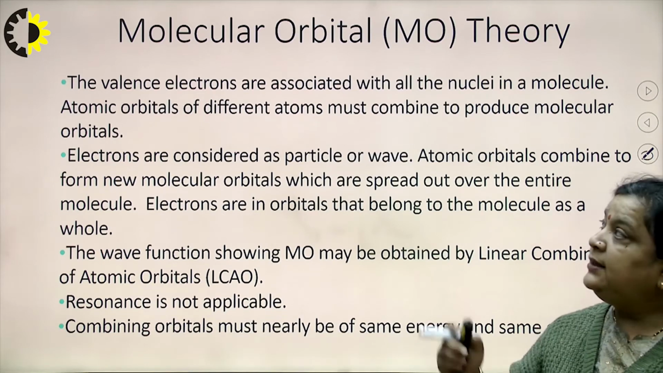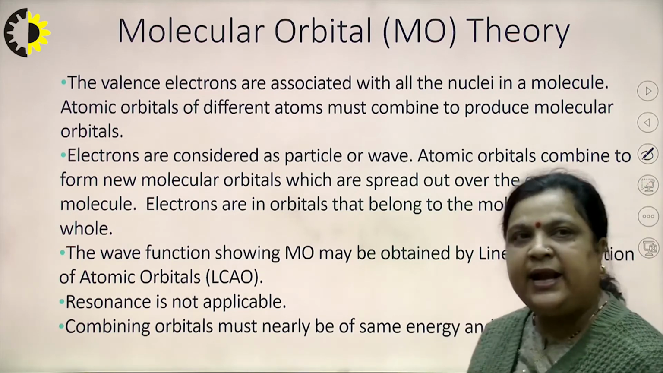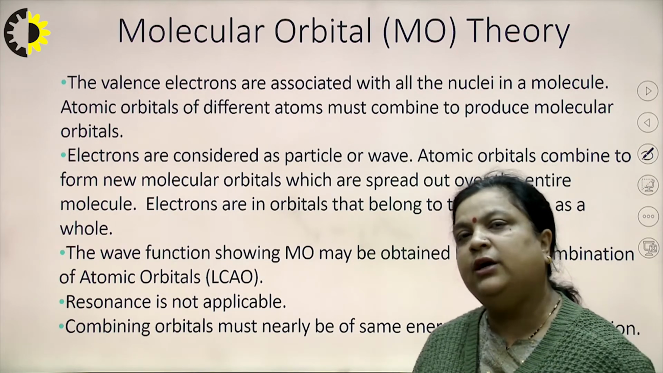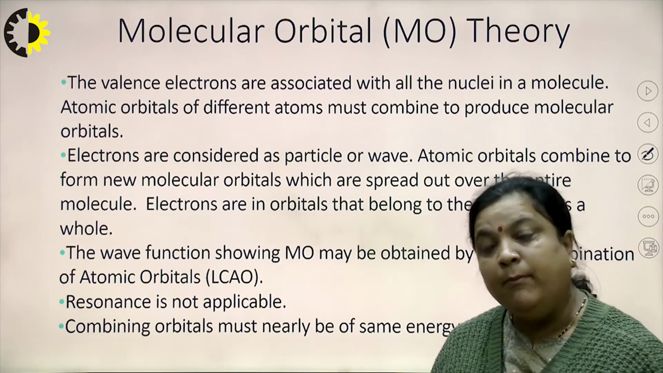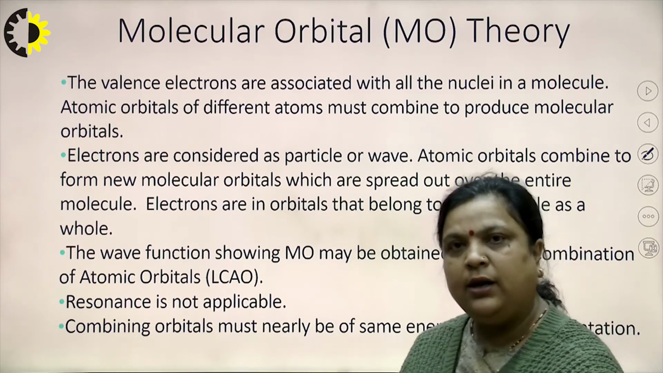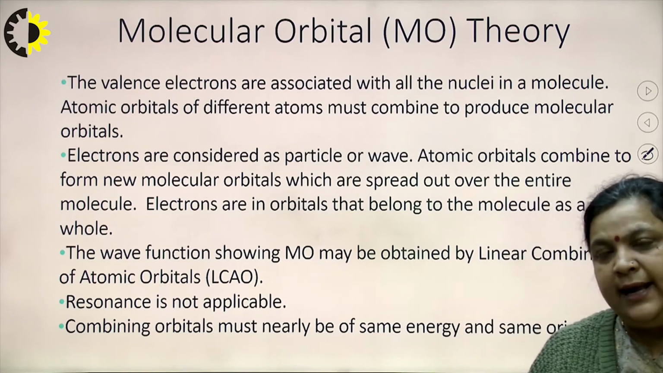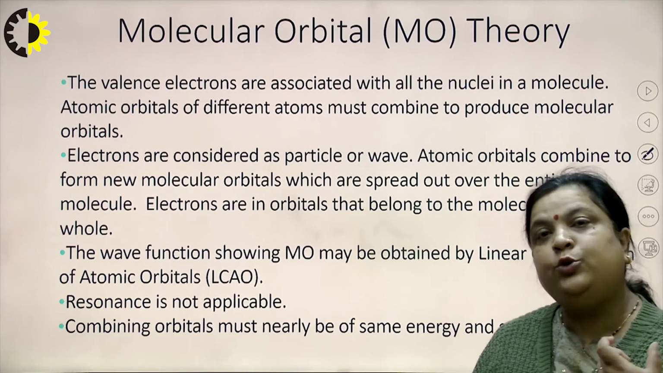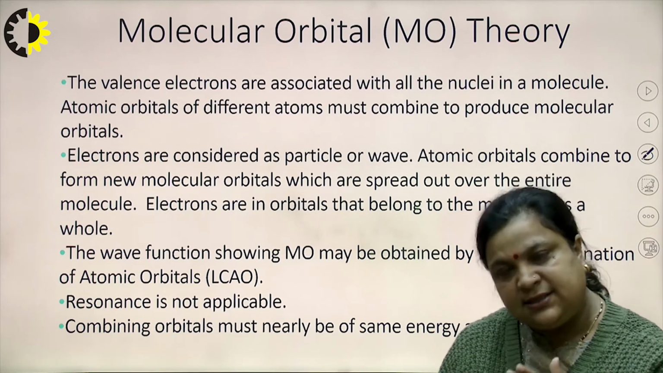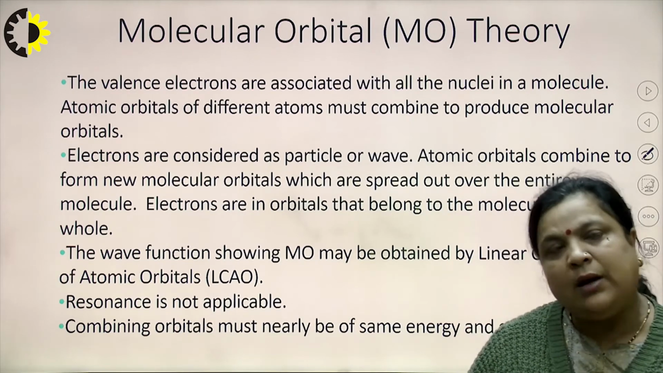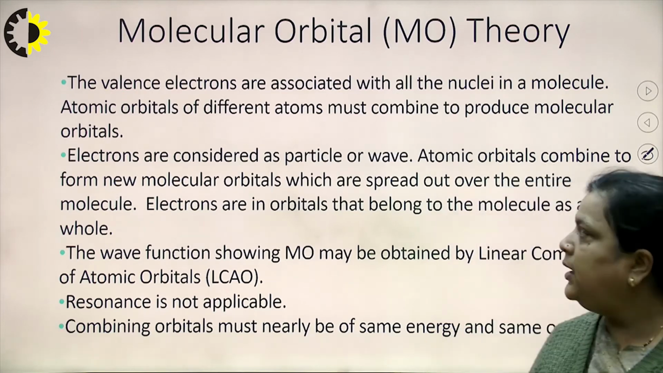So, let us take the points one by one. These are the postulates of molecular orbital theory. First, the valence electrons are associated with all the nuclei of a molecule, and the atomic orbitals of different atoms must combine to form molecular orbitals. So, the first point is this. Second, as per the de Broglie principle, electrons show dual nature, that is, they behave as a particle as well as a wave. Since this theory was totally based on the quantum approach, the second point is related to this, that electrons are considered as particles or waves.